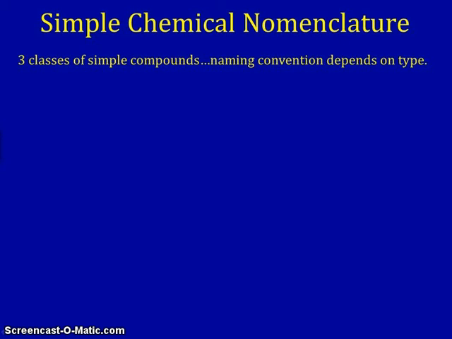Today's topic deals with simple chemical nomenclature, or naming simple compounds. We have three classes that we want to focus on learning how to name, and that's going to depend on the type of compound we're looking at.